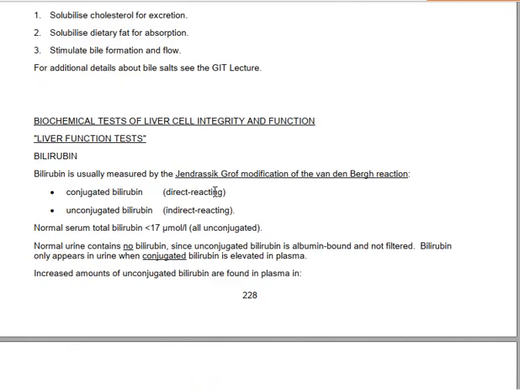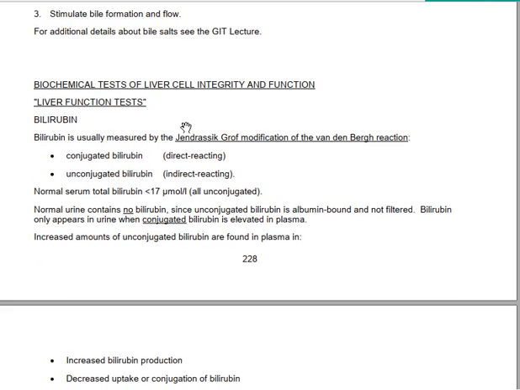Now, what are the biochemical tests of the liver cells and function? The most important liver biochemical test is going to be the liver function test. Is it clear? So the liver function test is made up of three major entities. The first thing is going to be the bilirubin level. The second thing is going to be the prothrombin time, and the third thing is going to be the albumin level. So it helps you to know if the liver cells are actually functioning or not.